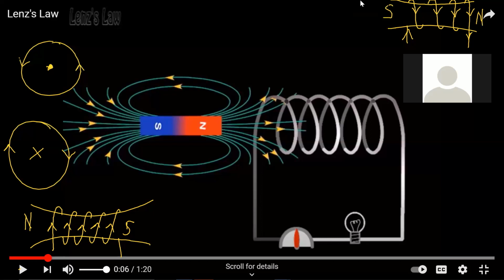Now, what I'm trying to ask is, what if the switch changes, so the direction of the current has to change? Yes, it changes. So apart from this, we're saying that Lenz is about the permanent magnet and the induced magnet in the coil. How do they relate with each other?